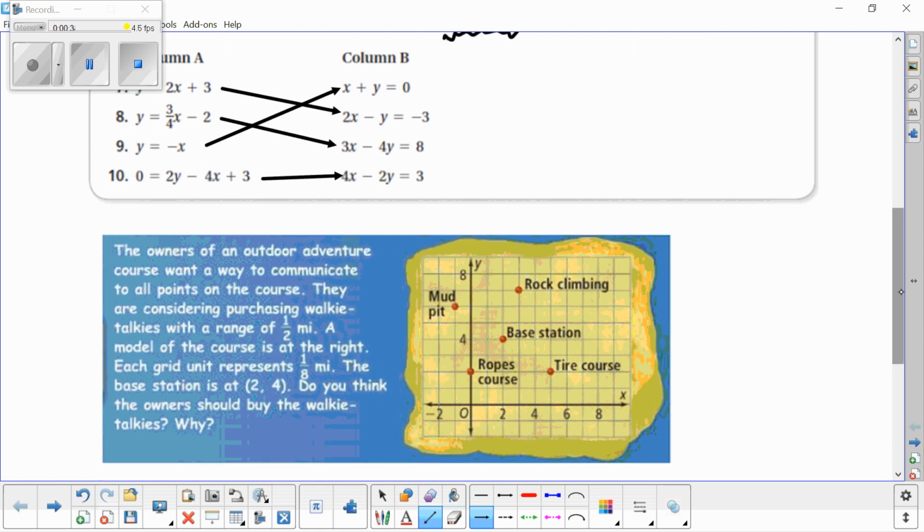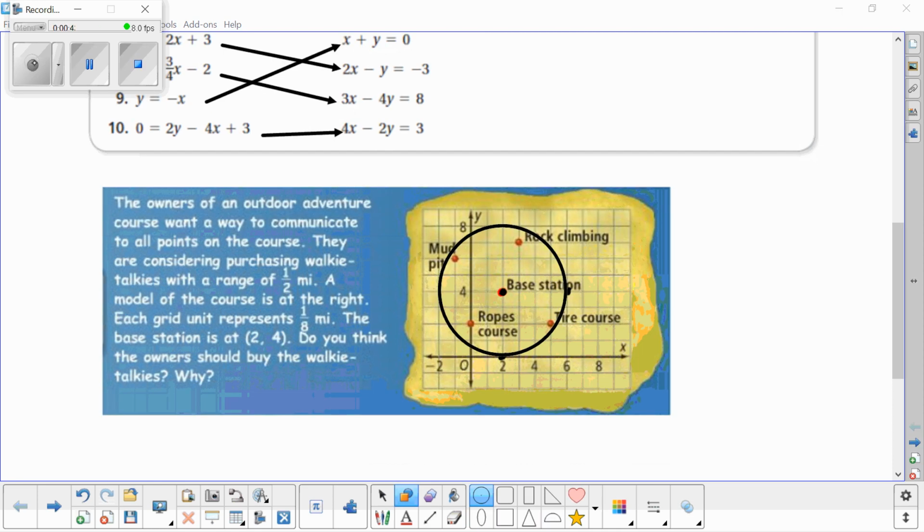All right, check out this problem here and see if you can figure it out. So basically, if you were to draw a circle with a radius of 4 on the grid, which is half a mile, then that would show the walkie-talkie range, and that would look like this. And what we're going to learn is that we can write an equation for that by knowing its radius.